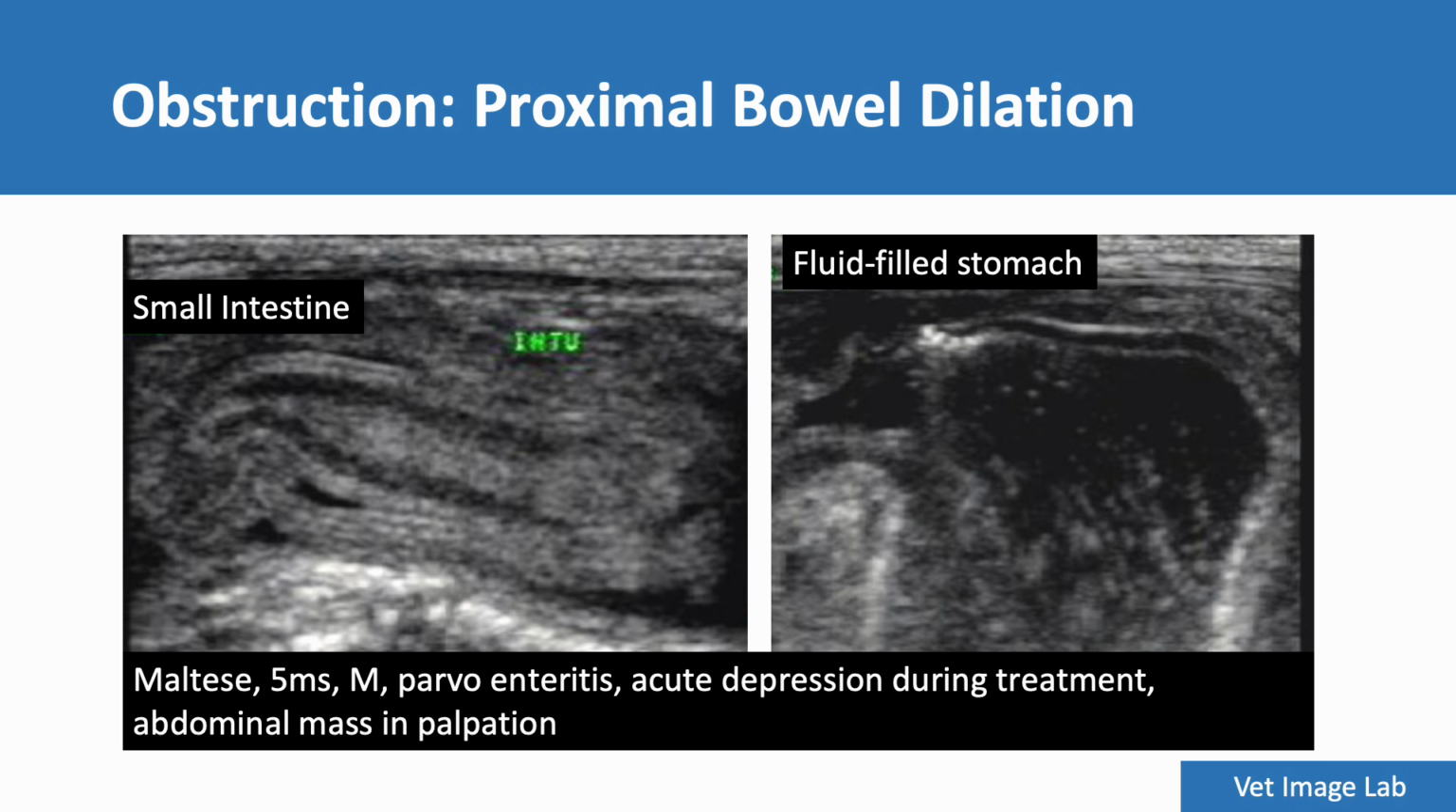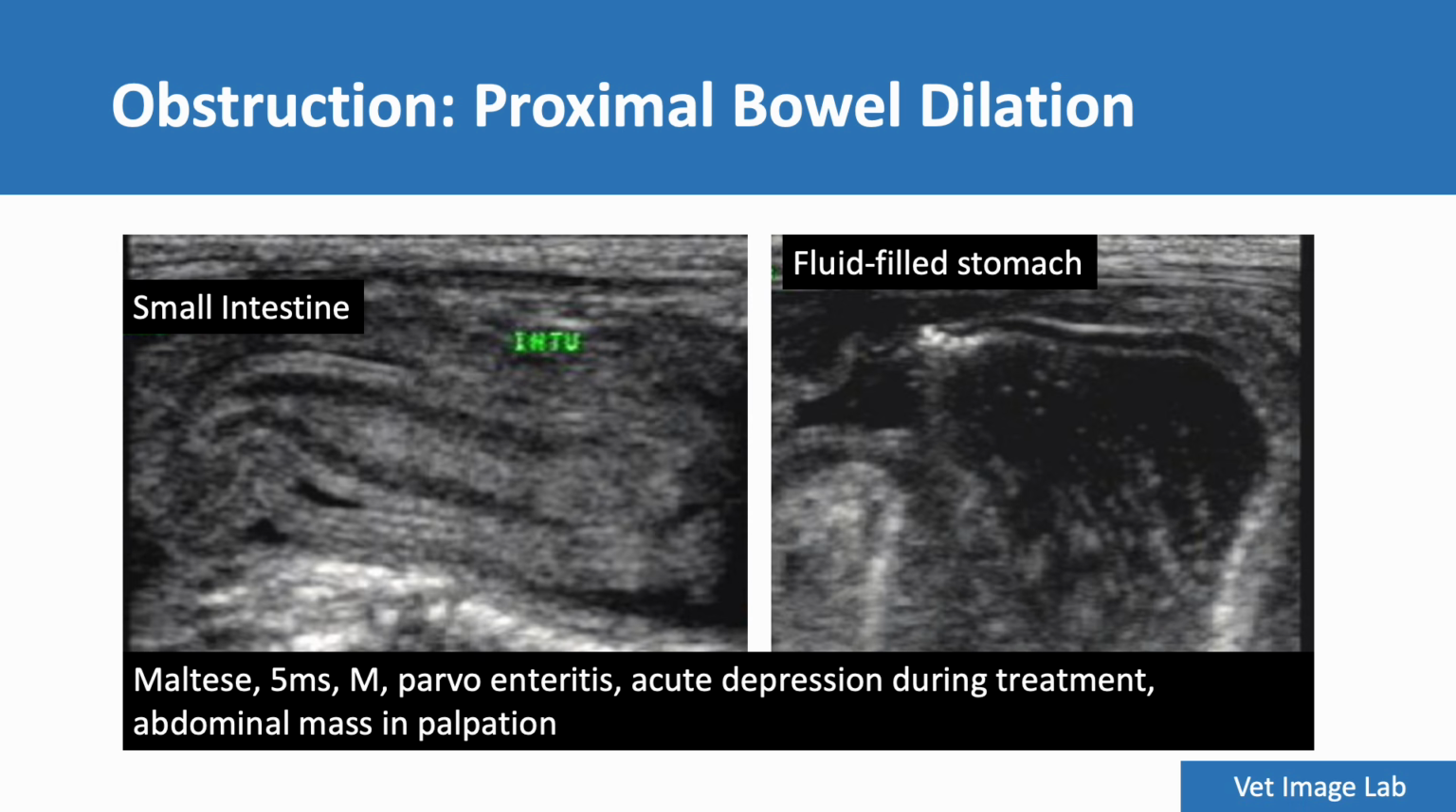This is a 5-month-old male Maltese with parvoviral enteritis. During treatment, the patient suddenly became depressed and an abdominal mass was palpated. On ultrasound, as shown here, small intestinal intussusception was identified. Because of the intussusception, the intestinal lumen was obstructed. As a result, the bowel loops proximal to the lesion became markedly dilated. In this case, the stomach was also distended and filled with anechoic fluid.